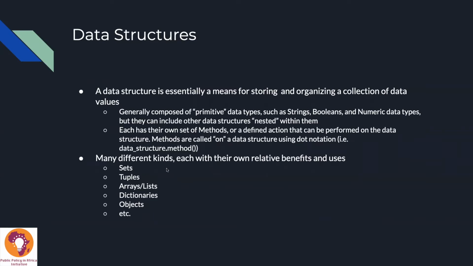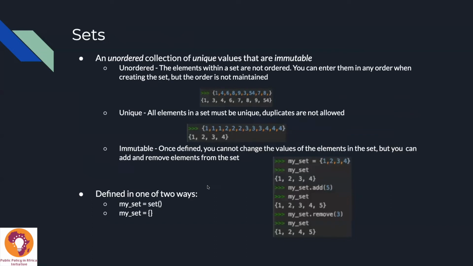So there are many different kinds of data structures, each with their own relative benefits and uses. There are sets, tuples, arrays and lists, dictionaries, there are objects, and there are more. You can create custom data structures and all this stuff. But we're just going to go over the ones that are built into Python throughout the next couple weeks. And today we're just going to cover one or two of these data structures just as an initial exposure to it. So we're going to start out with sets.